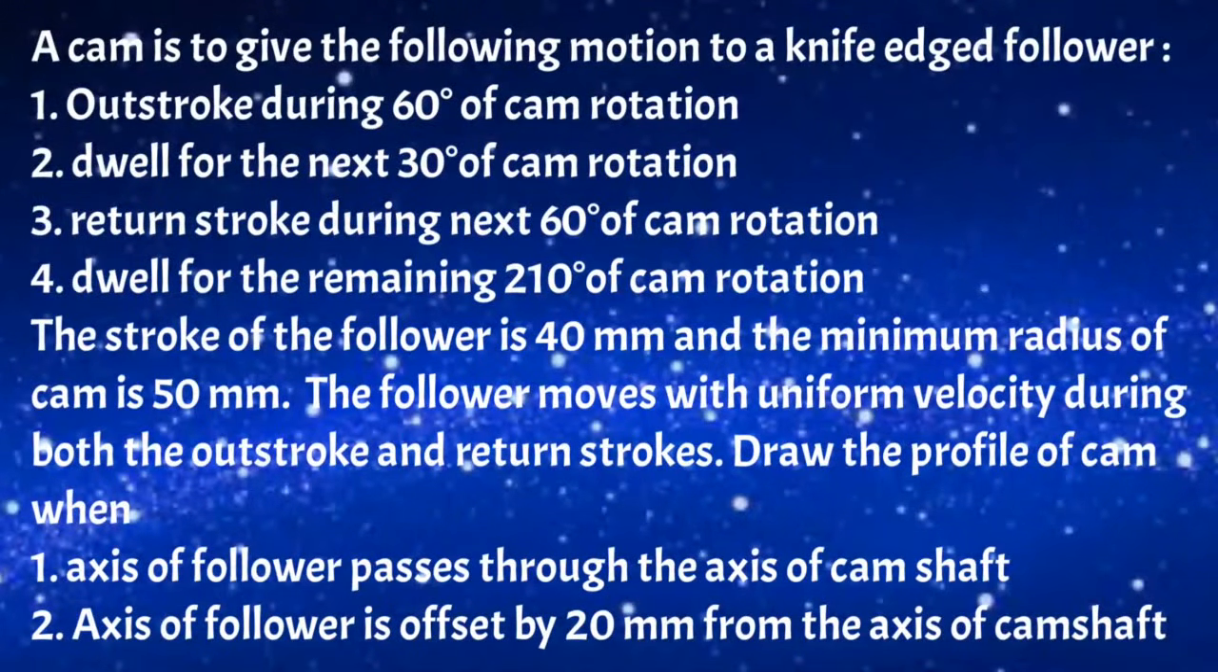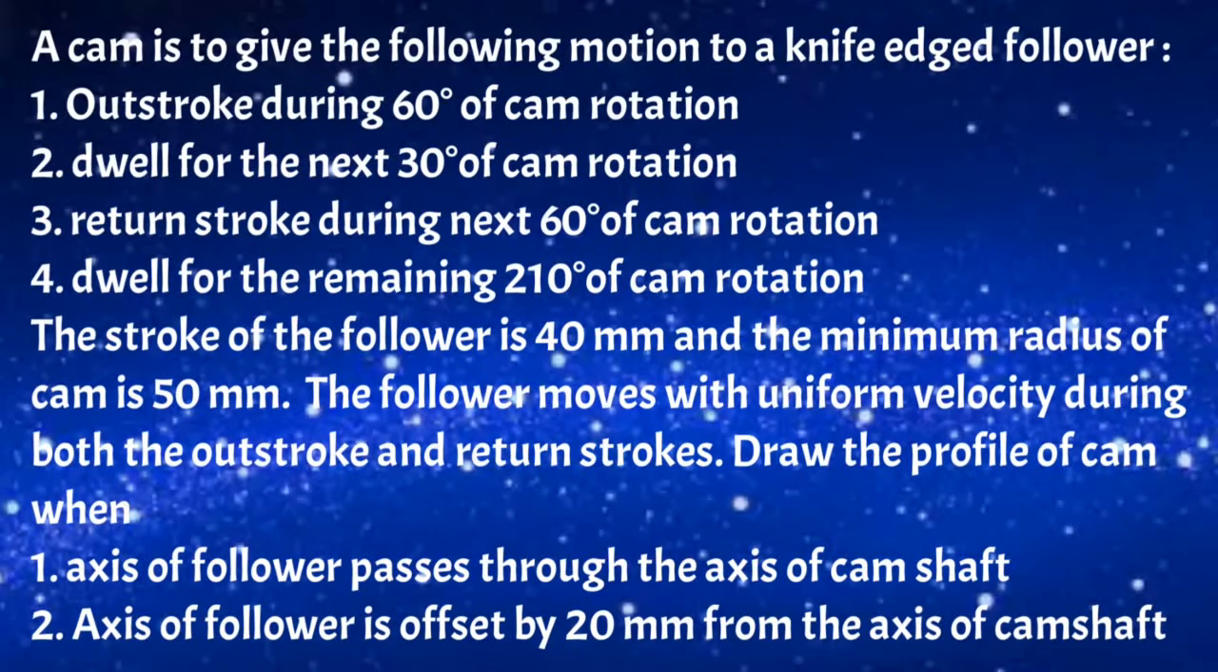A cam is to give following motion to a knife edged follower. First, outstroke during 60 degree of cam rotation. Second, dwell for next 30 degree of cam rotation. Third, return stroke during next 60 degree of cam rotation. And fourth, dwell for the remaining 210 degree of cam rotation.